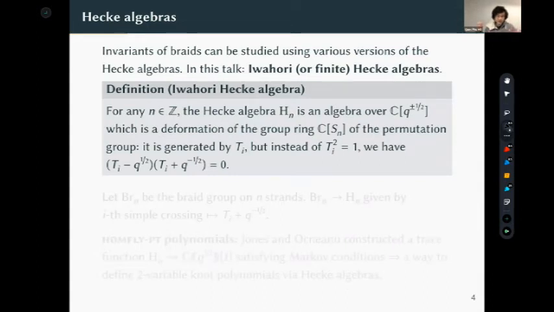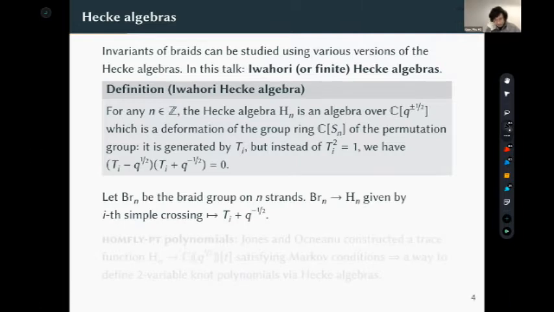Again, now we are interested in braids. Depending on the number of strands, this number n represents the number of strands. For any positive integer n, the Hecke algebra Hn is an algebra over this ring, and it is a deformation of the group ring of the permutation group of n letters. What do I mean by this? Essentially it's generated by the same elements, the simple permutations Ti, but instead of Ti squared equal to 1, as in the usual group ring of the permutation group, you have this more complicated identity. And when q is equal to 1, you indeed recover Ti squared equal to 1. That is the sense in which this Hecke algebra is a deformation of the usual group ring over this slightly more complicated ring.